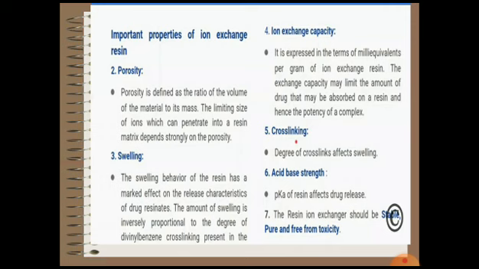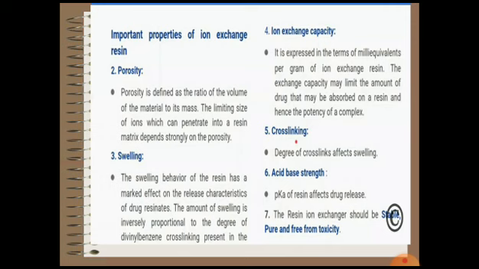Next, the second property is porosity. Porosity is the porous nature of the particle or beads. It is defined as the ratio of the volume of the material to its mass. The limiting size of ions which can penetrate into a resin matrix depends strongly on the porosity.